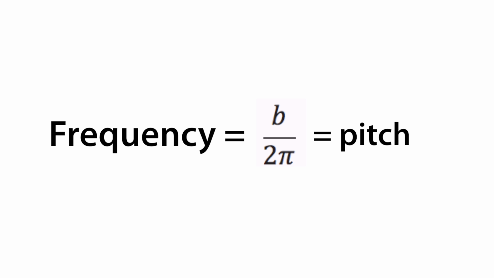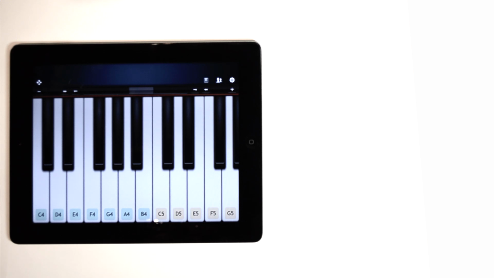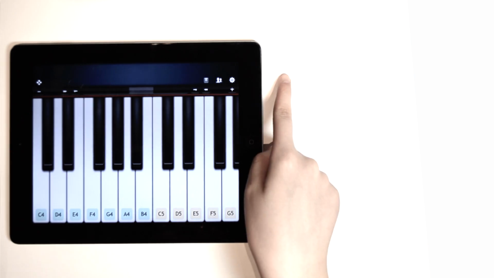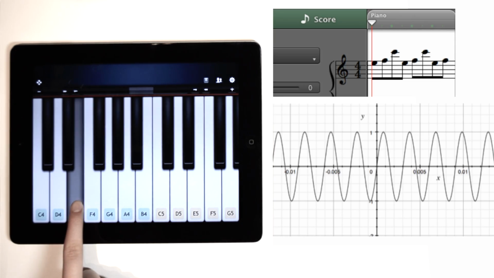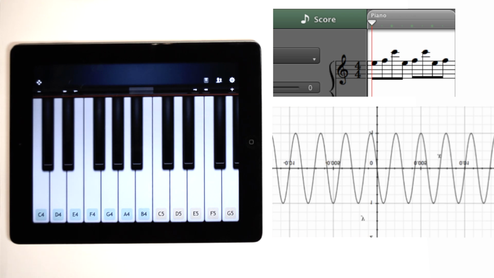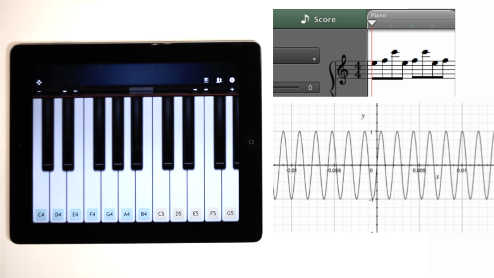Frequency is also pitch. The higher the frequency, the higher the sound, and the shorter the period. Just take a look at the repeating melody and its score. The notes get higher from E to F to C. And as you can see, the frequencies get higher, making the periods shorter.